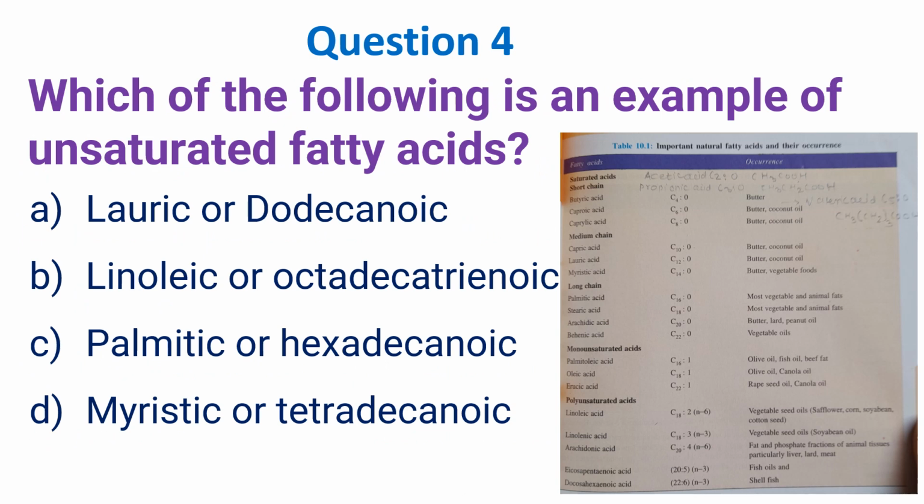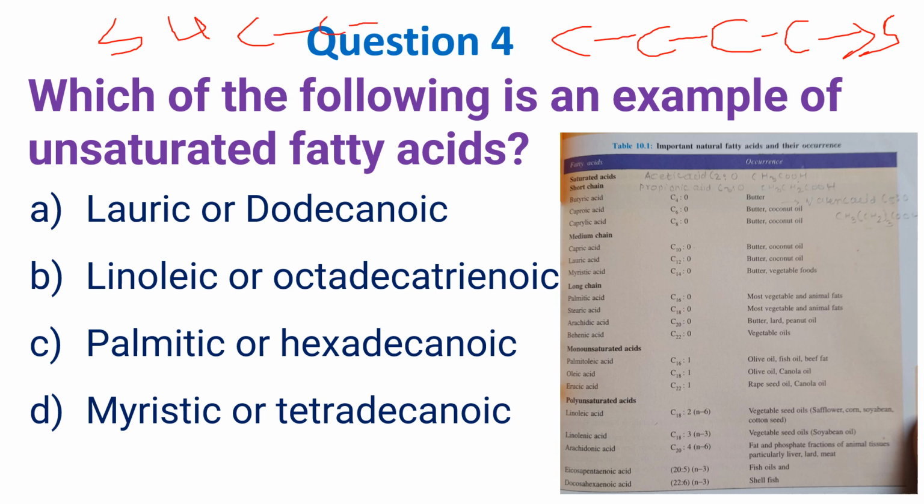Which of the following is an example of unsaturated fatty acid? What is a saturated and unsaturated fatty acid? Saturated fatty acid is a type of fat in which the fatty acid chain has all single bonds. It is a saturated fatty acid. And unsaturated fatty acid has one or more carbon double bonds.